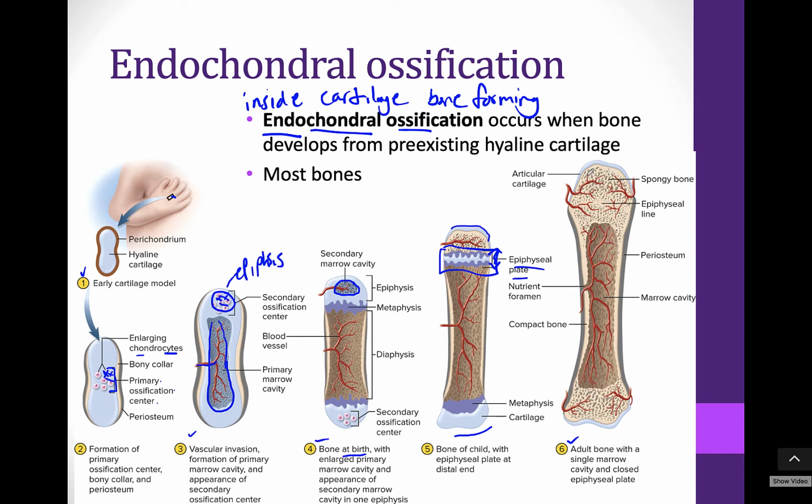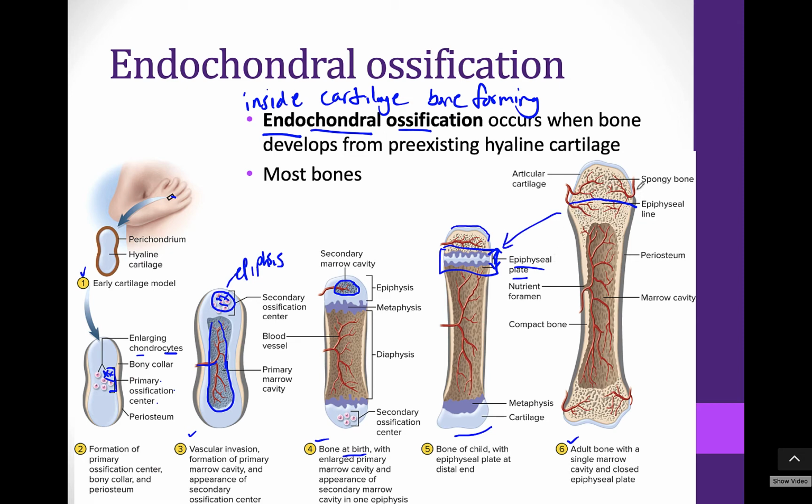So now we've got no more cartilage in here. These bones have stopped growing. You can still see the epiphyseal line right here. And this is going to be where the spongy bone looks fairly dense. That's a remnant from the epiphyseal plate.